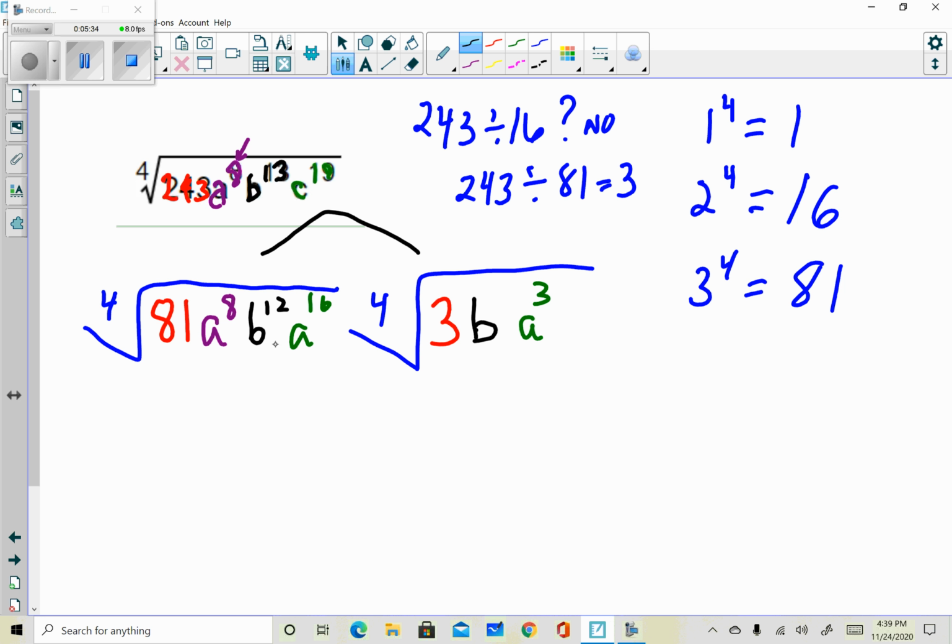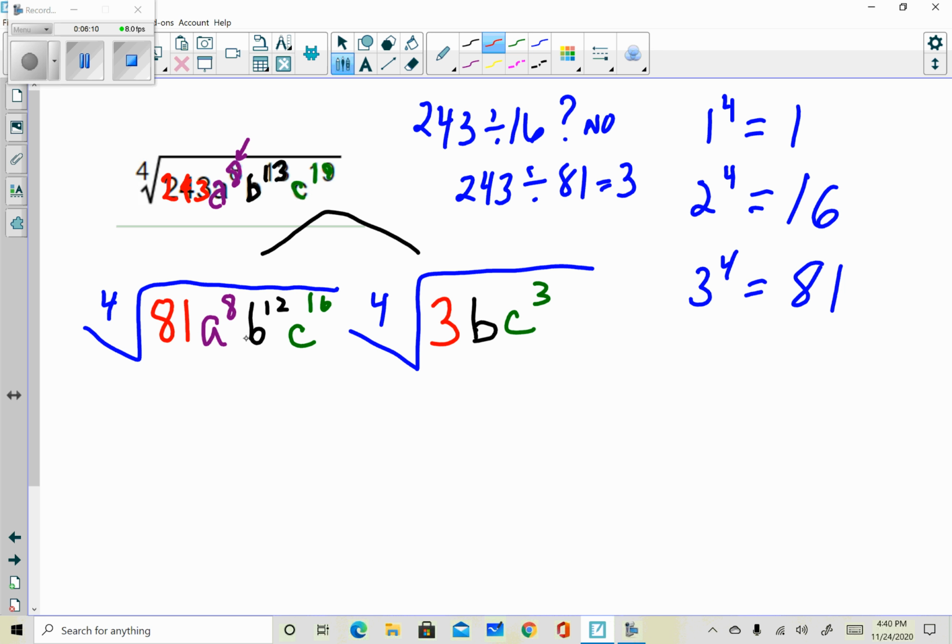A to the 8th, this a over here is supposed to be a c, sorry. A to the 8th times no other a's is a to the 8th. B to the 12th times b is b to the 13th. Add exponents when you're multiplying. And a to the 6th, that's supposed to be a c, sorry. C to the 16th times c to the 3rd is c to the 19th. Keep the base and add the exponents.